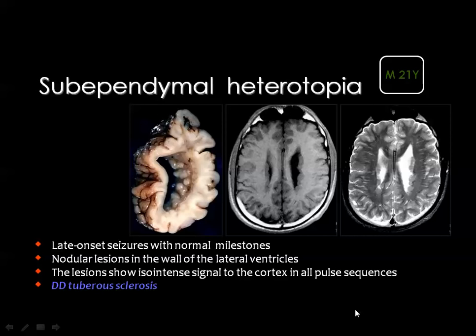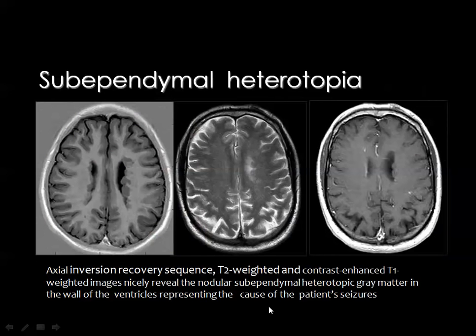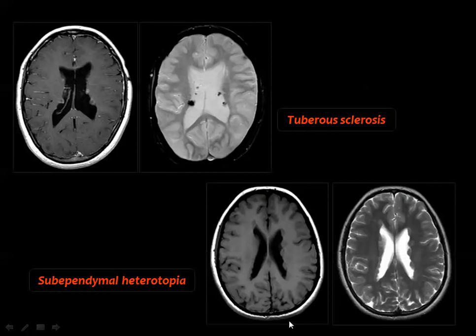Then there is a well-known disease where you can see multiple subependymal nodules, which is tuberous sclerosis, and I will mention how you can discriminate between both. This is a case of subependymal heterotopia with multiple gray matter nodules in the wall of the ventricle, and they are exactly similar to the cortex in the T1, similar to the cortex in the T2, and if you inject contrast material, the nodules will not enhance.